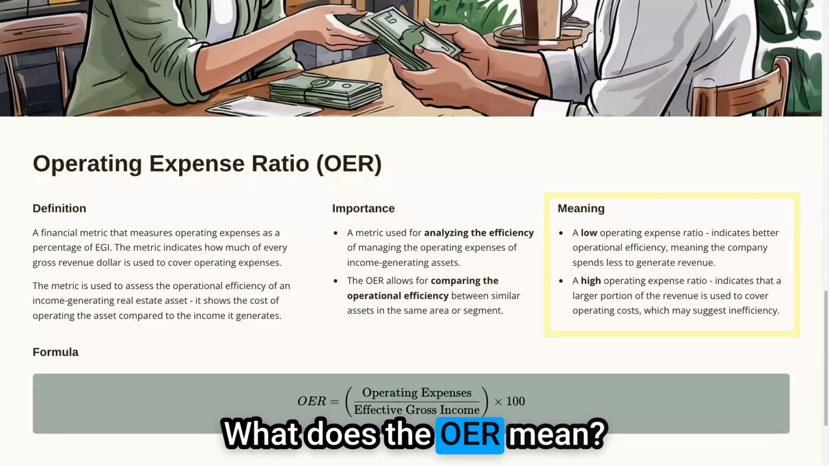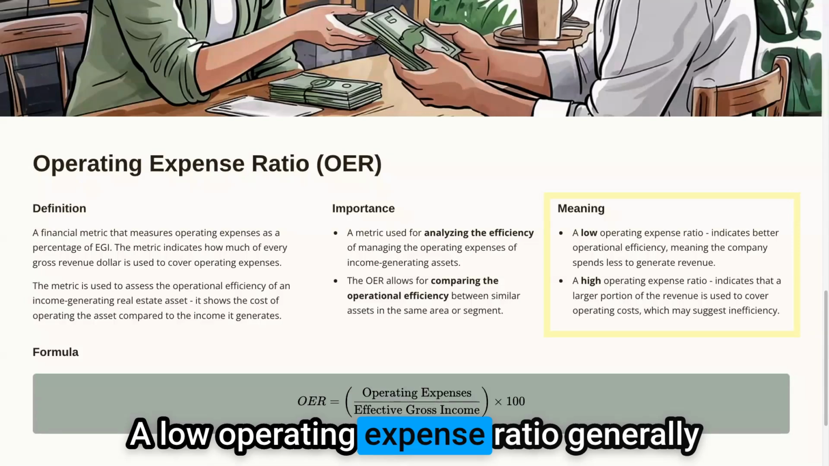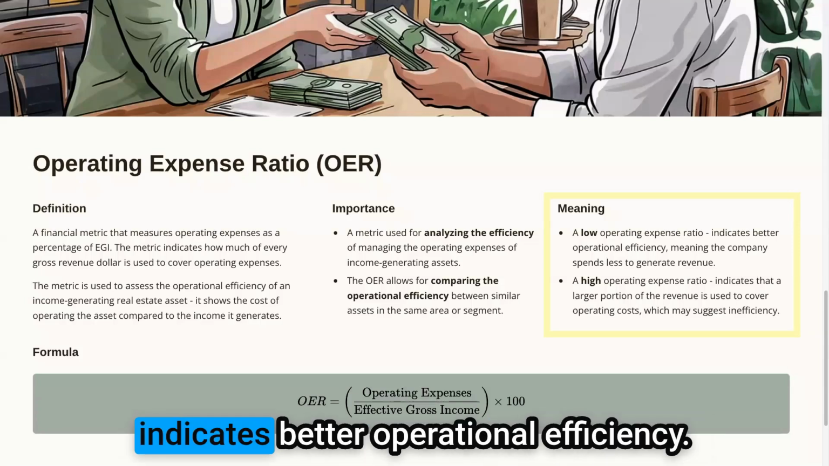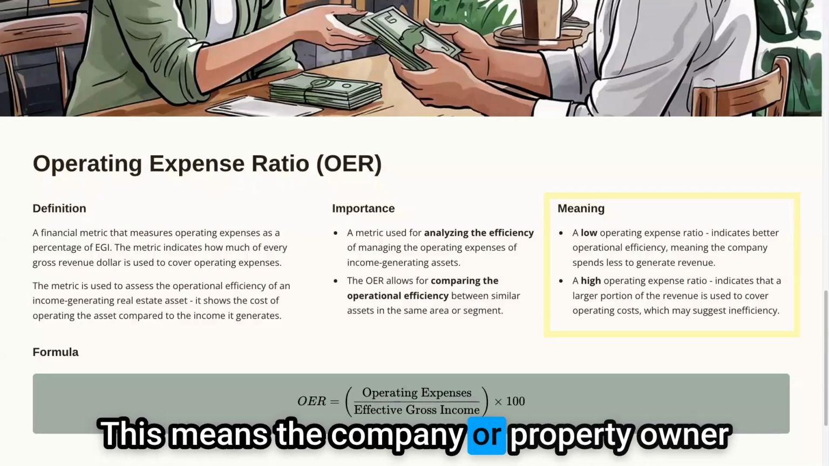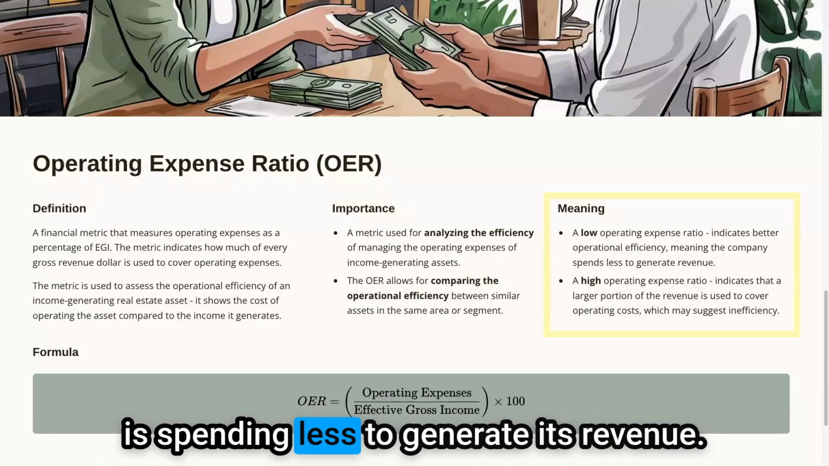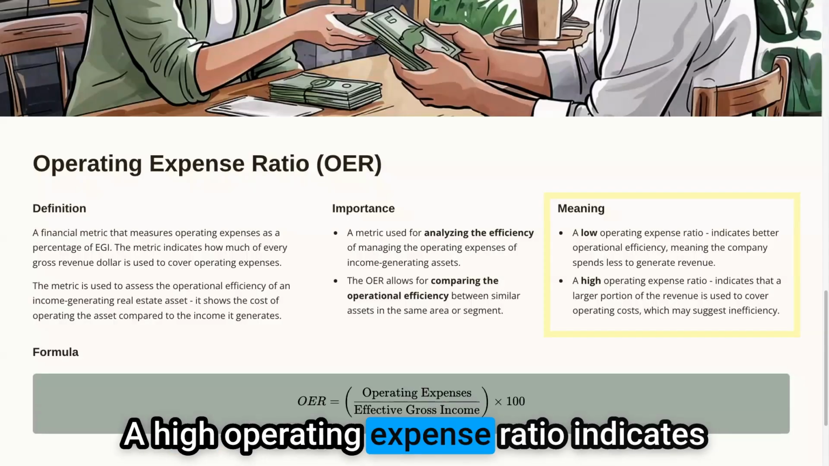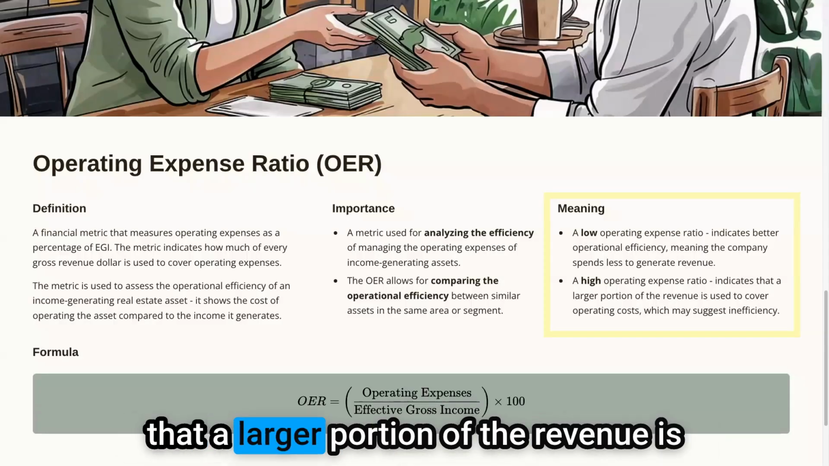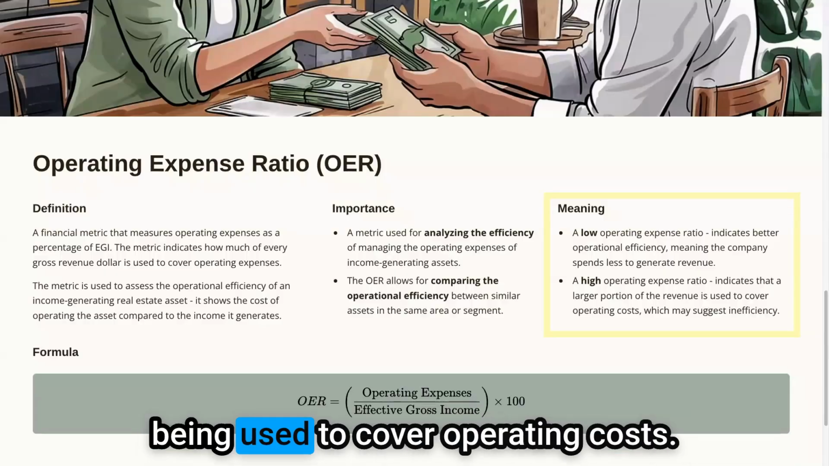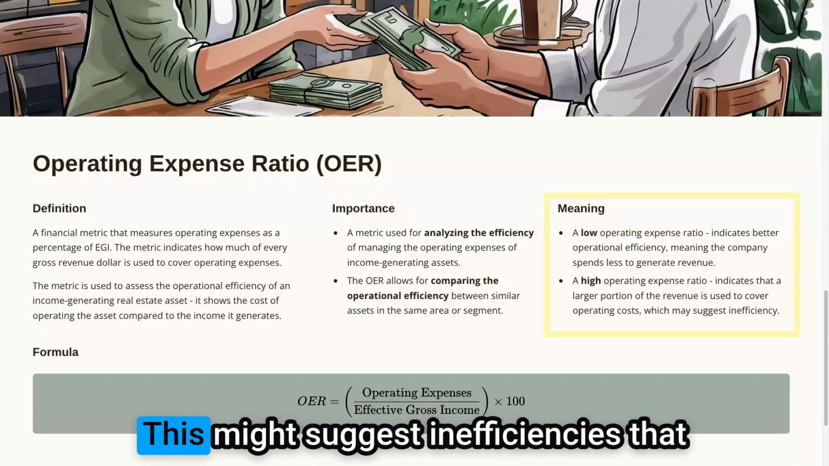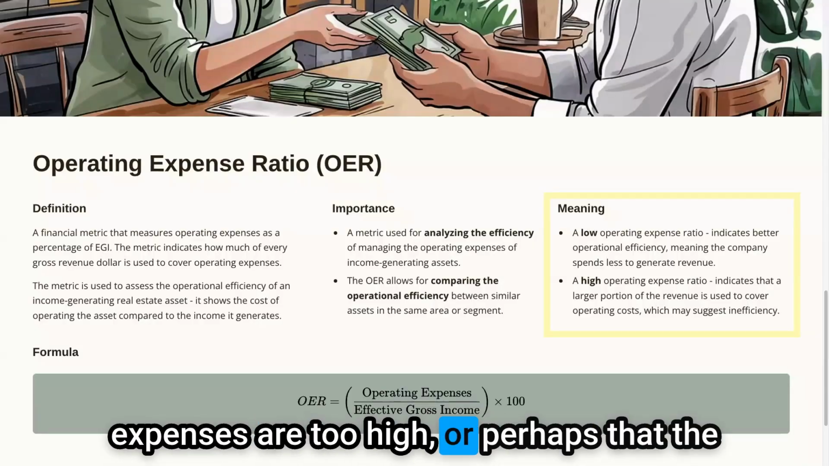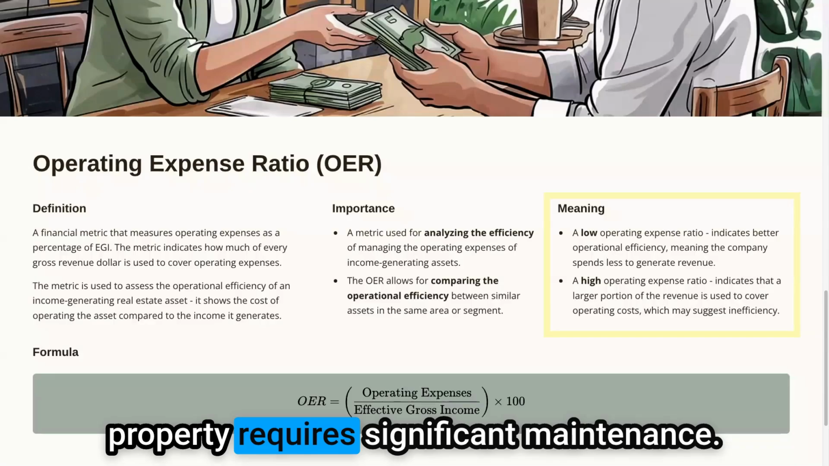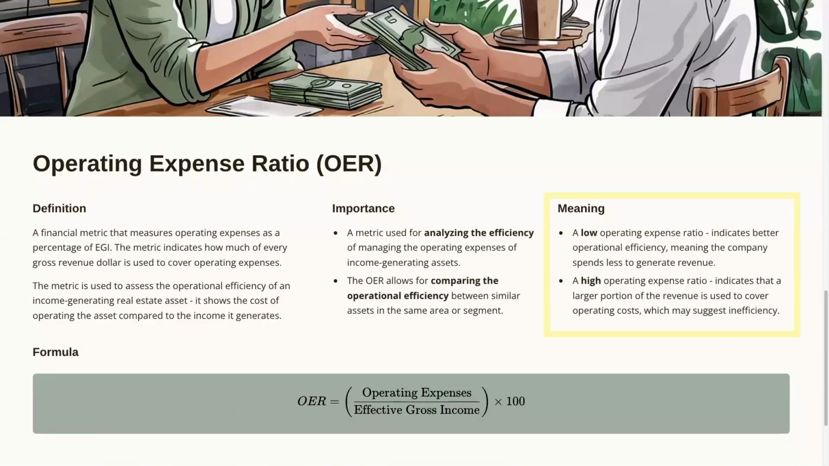What does the OER mean? A low operating expense ratio generally indicates better operational efficiency. This means the company or property owner is spending less to generate its revenue. A high operating expense ratio indicates that a larger portion of the revenue is being used to cover operating costs. This might suggest inefficiencies, that expenses are too high, or perhaps that the property requires significant maintenance.